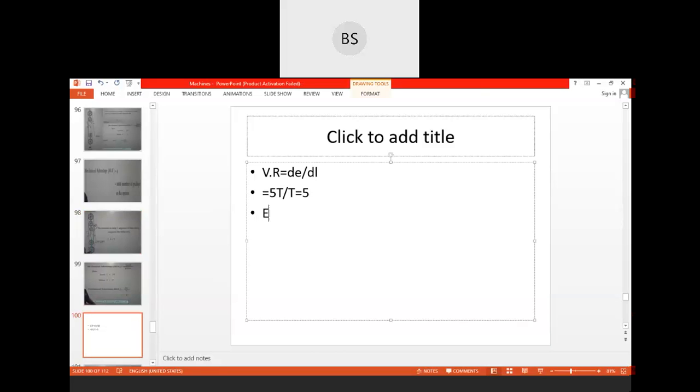It's again 5. Yes. And if we find efficiency, what is the formula of efficiency again here? MA divided by VR. So what will be the answer? What is MA we got?